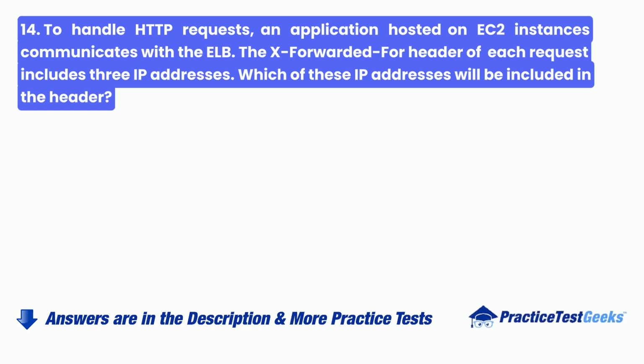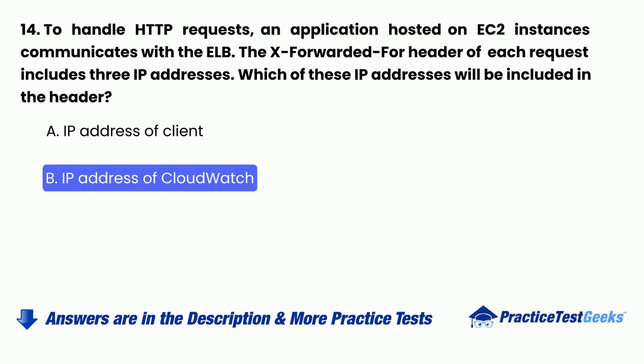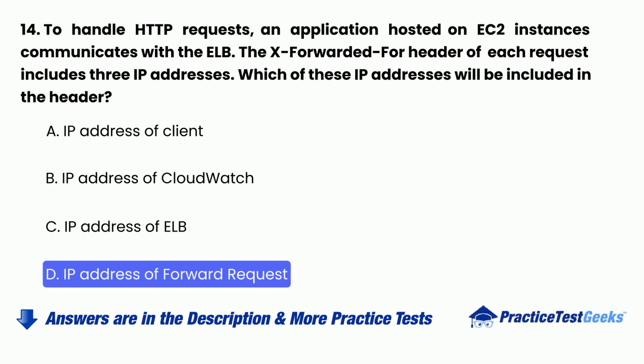14. To handle HTTP requests, an application hosted on EC2 instances communicates with the ELB. The X-Forwarded-For header of each request includes 3 IP addresses. Which of these IP addresses will be included in the header? A. IP address of client. B. IP address of CloudWatch. C. IP address of ELB. D. IP address of forward request.